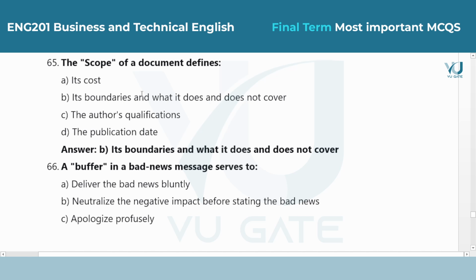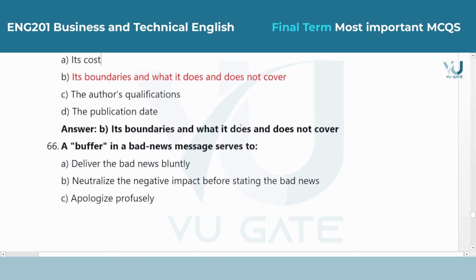Answer. B. Its boundaries and what it does and does not cover. Concept. Setting a clear scope prevents scope creep and ensures the reader knows exactly which topics are addressed.